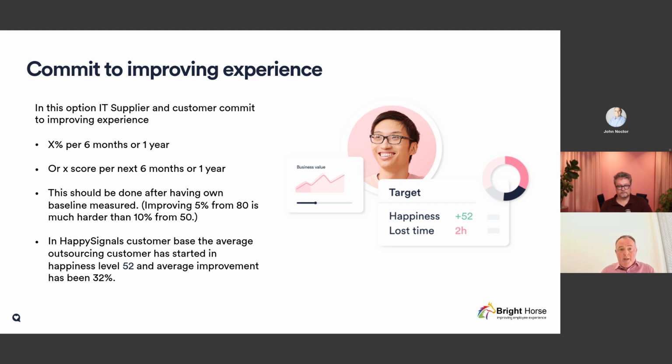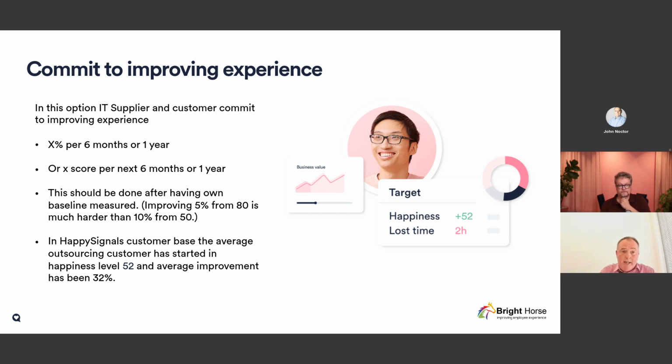The last point here, or the second to last point here, is really important, and that's saying that it's far easier to take people who are very unhappy and improve that by a larger amount than it is to take people who are reasonably happy and improve that by a smaller amount. So that's why the baselines and the benchmarks are really important, and that's why we say do it in chunks throughout the course of the contract. Maybe annually or 6 monthly, something like that.